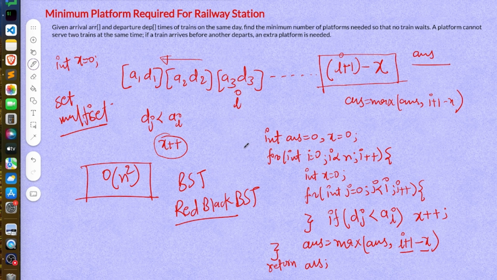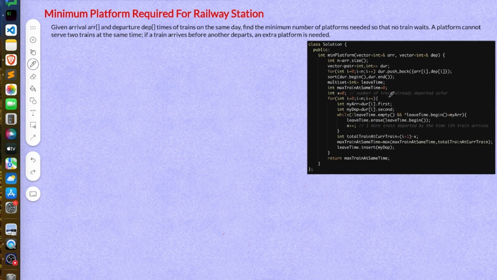Now let's look at the optimized approach using multiset. Using multiset, the complexity is now reduced to order of n log n from order of n square. So we'll discuss the optimized version using multiset. This is the accepted code, and this code is written exactly how I've explained in the explanation part, so I would highly recommend checking out the explanation part first.